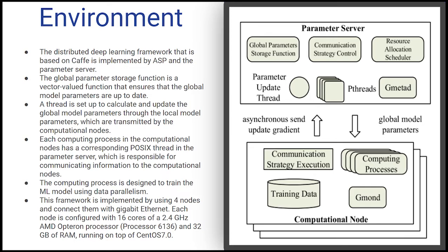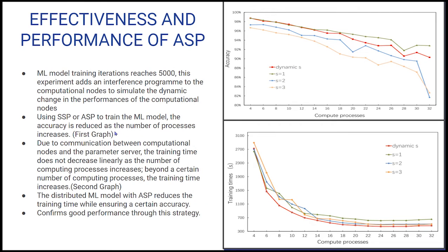For the effectiveness and performance of ASP, we can see the model was trained on a specific dataset of 60,000 data, and 40,000 of those were used as the train dataset, and 10,000 were used as the test dataset. When the model reaches 5,000 iterations, they can track the computational performance.